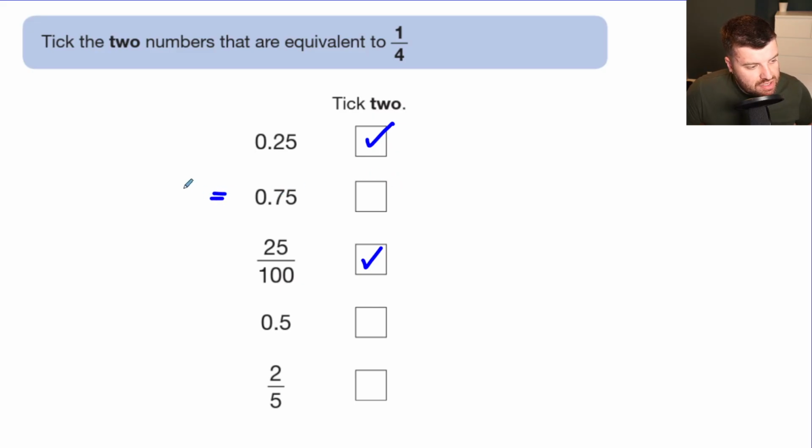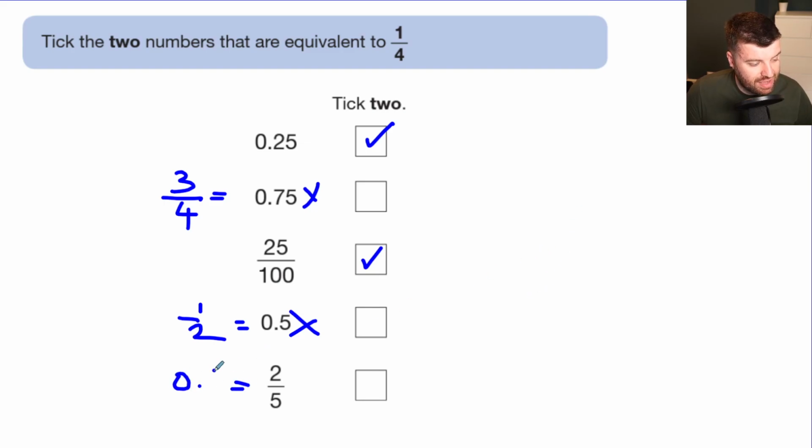If you know your facts, you know straight away that this is 3/4. So it's obviously not 1/4. Doesn't make any sense. You know as well that this is 1/2. So you know that's not. So we can cross those. 2/5. We just spoke about this. If you know 1/5 is 0.2, 2/5 is 0.4. And again, 0.4 is not 1/4. We know 1/4 is 0.25. So the only one left is 25/100ths.